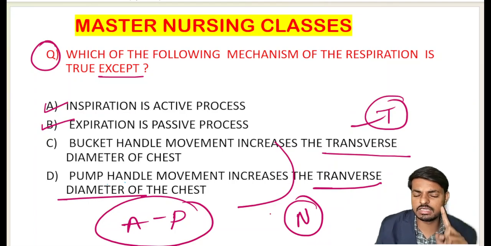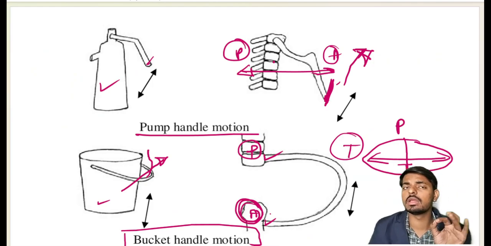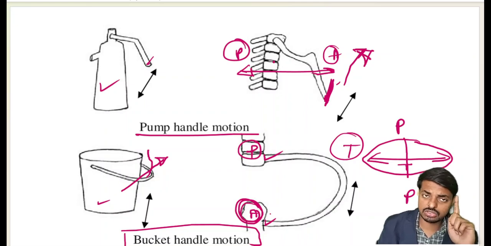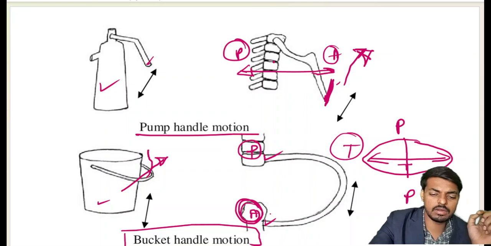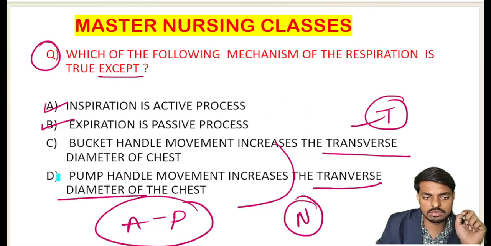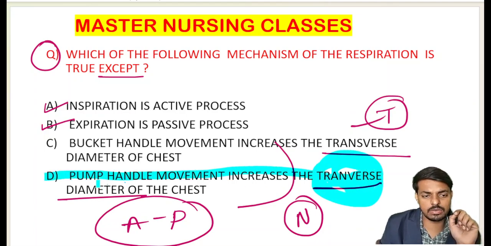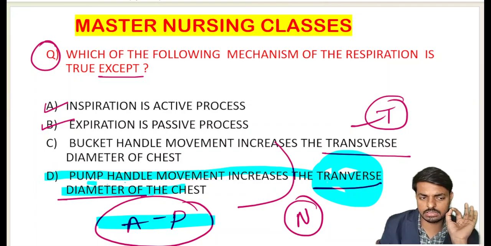There is a high possibility of a question being asked from this concept, the bucket handle movement and the pump handle movement, this year. So do concentrate on the explanation. Here is the one incorrect mechanism: option D says pump handle movement increases the transverse diameter. Students, it will not increase the transverse diameter, it increases the anterior posterior diameter. So the answer to the question is option D. Hope the concept is very much clear for you all.